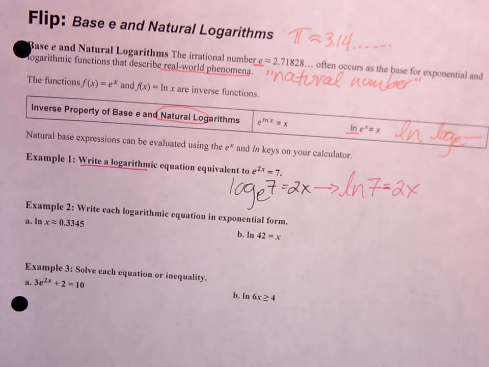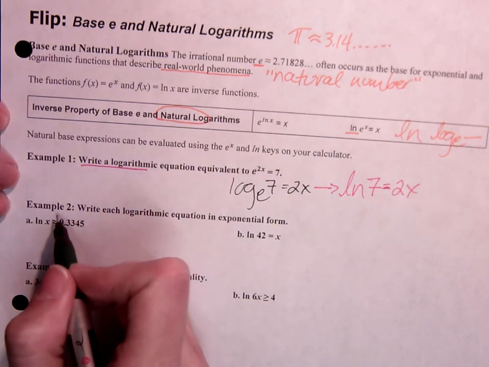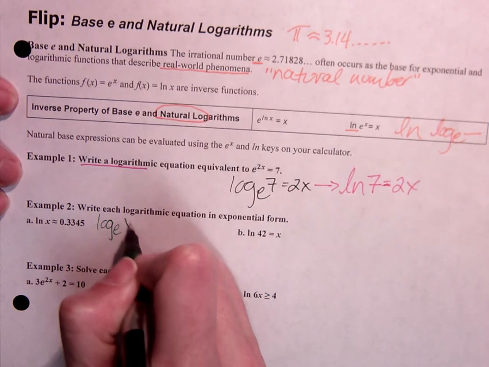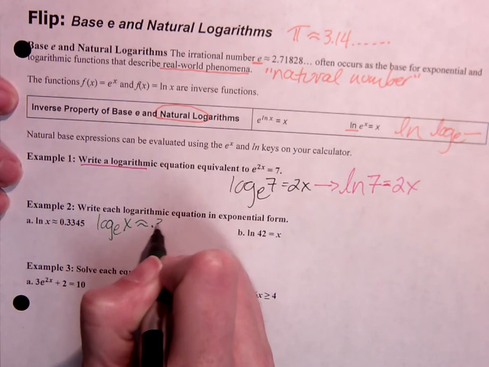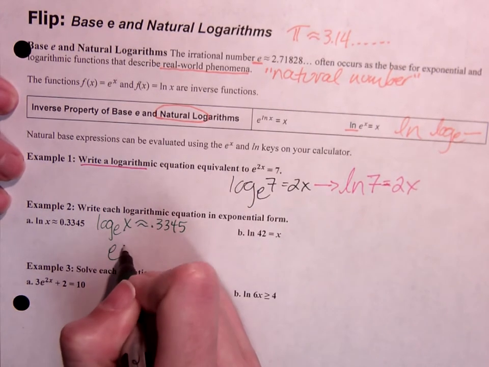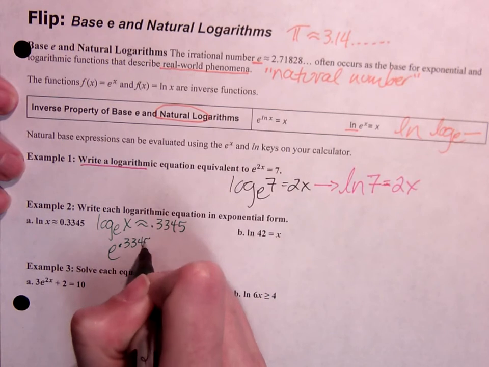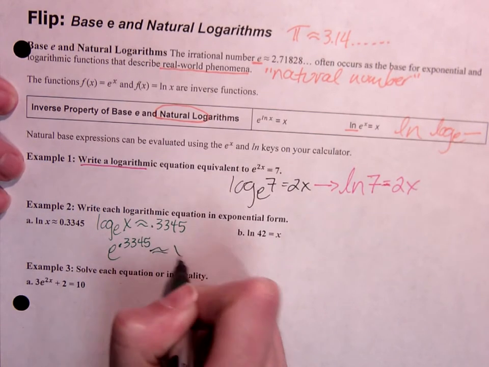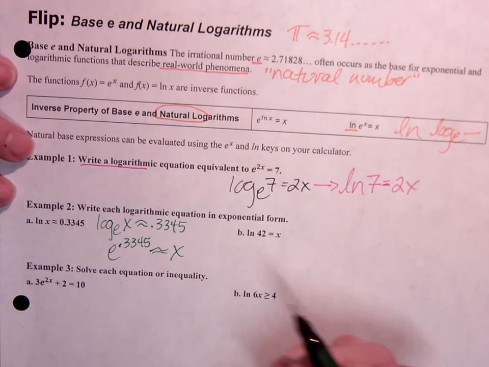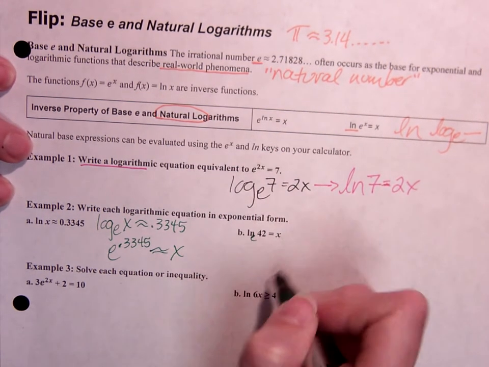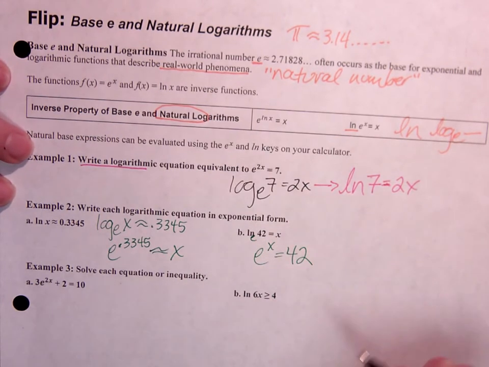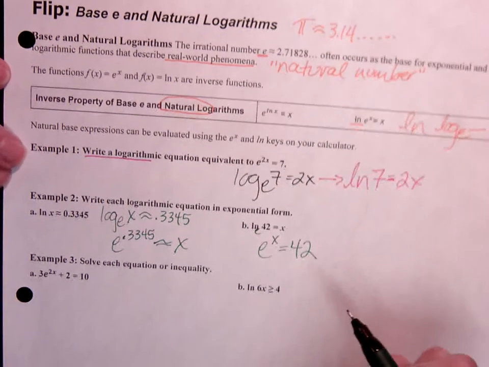Again, when we go the other way, the natural log of x, which is the same thing as saying log base e of x, is approximately 0.3345. So when I rearrange that, e to the 0.3345 is approximately our x value. All we're doing right now is rearranging. So again, e to the x equals 42, something we could solve, but we're just practicing rearranging.